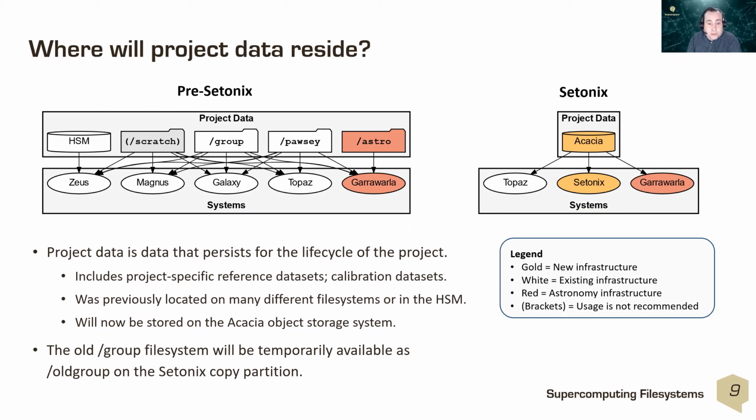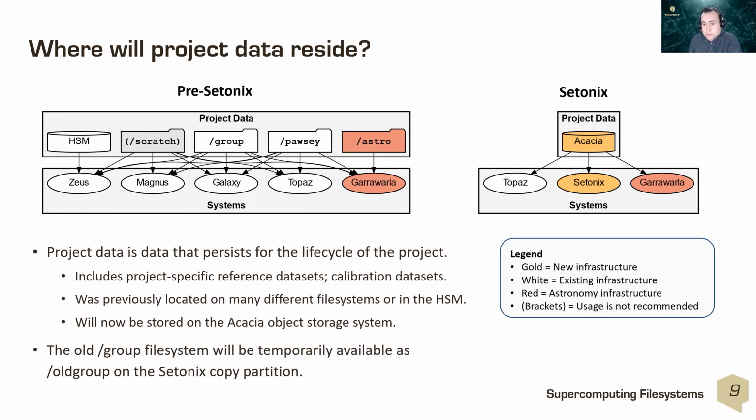So for project data, so this is data that's persisting for a long time, longer than the Scratch 30-day purge policy. These used to live predominantly in Group, but also some of the other file systems. They should now be stored in the Acacia object store and then loaded onto Scratch as they're needed as part of the workflows that are running on Setonix.